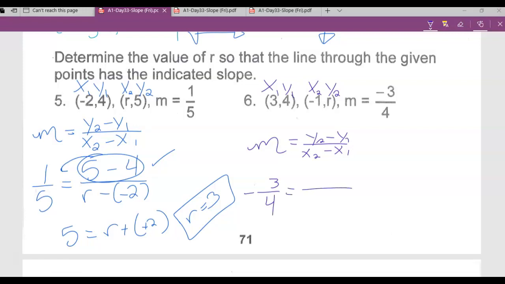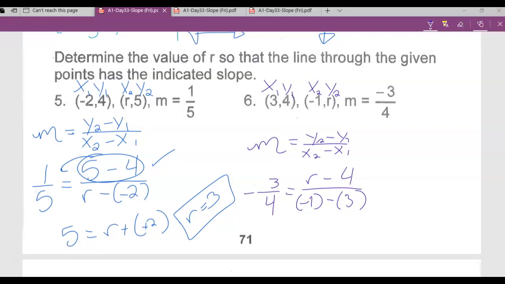Equals, fraction bar, let's fill in our values. What's y2? R. What's y1? 4. On the bottom, what's x2? Negative 1. Minus 3. So now, here's the question. It looks like, if we just went by looks, that the 3 carries the negative sign, right? That's the way it's written in the problem. But the way I told you to write it, we really don't know.